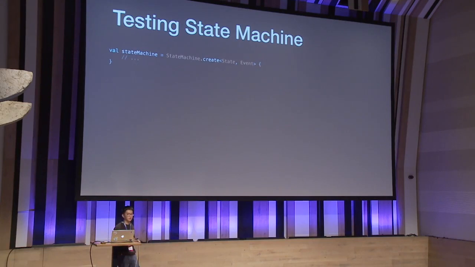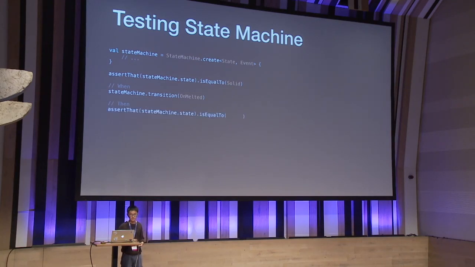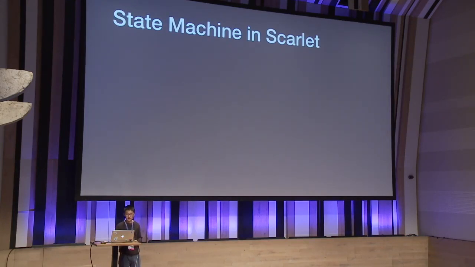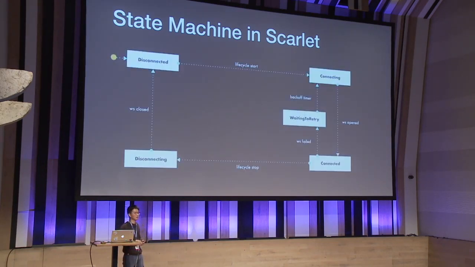After we created the state machine, we can assert its initial value, which is solid. And we can also test the transition. And after the transition, the state will become liquid. And so we just saw how declarative and testable a state machine can be. And here's the state machine that Scarlet uses.